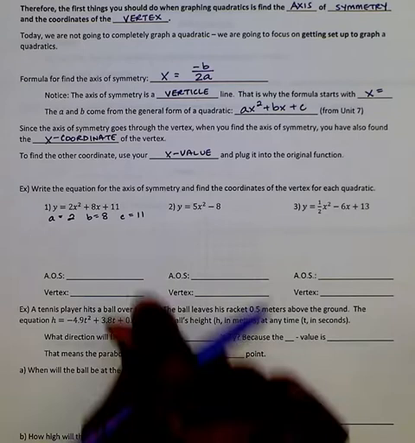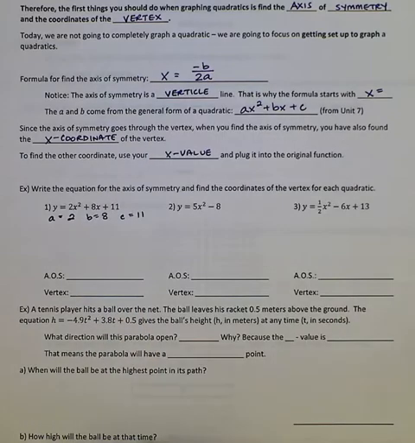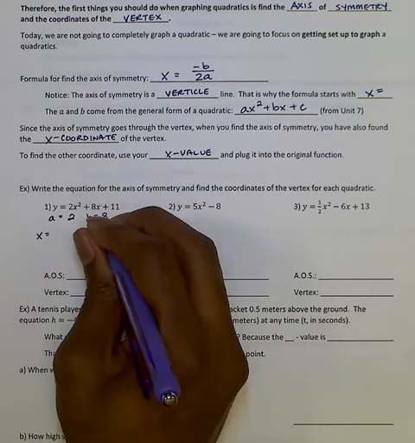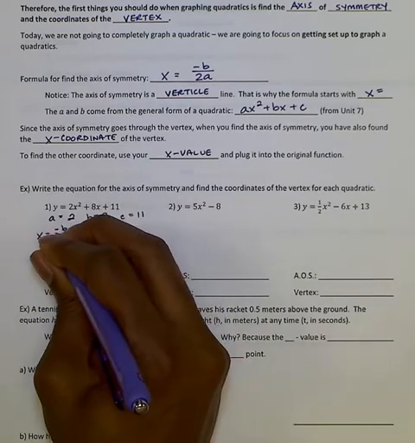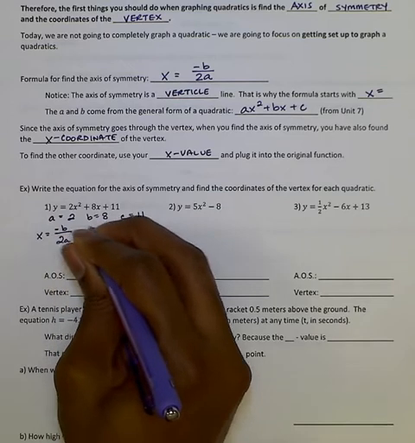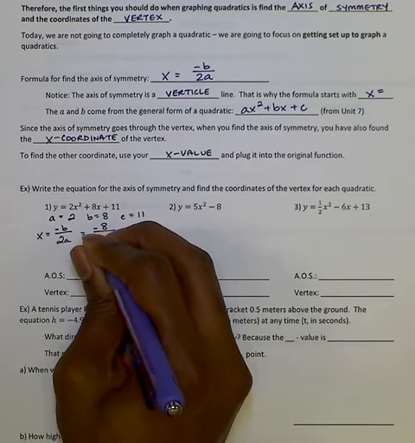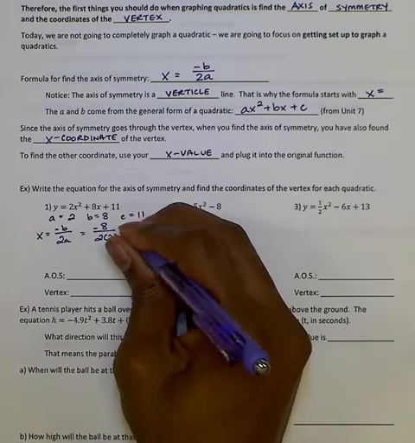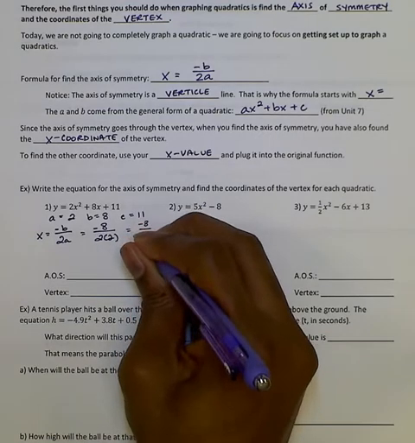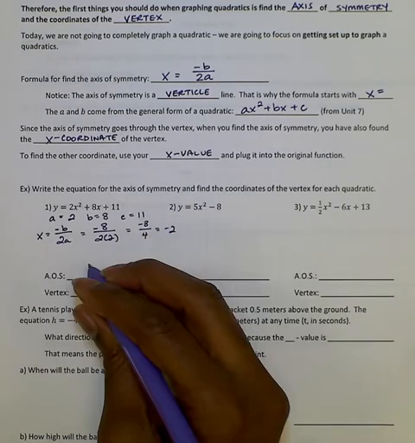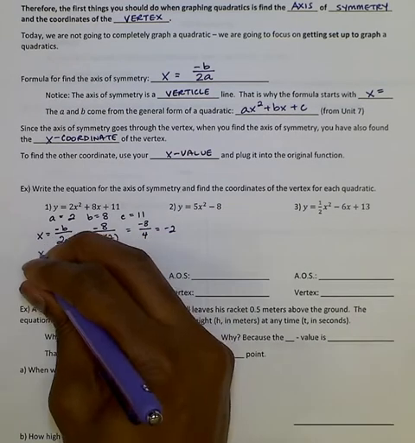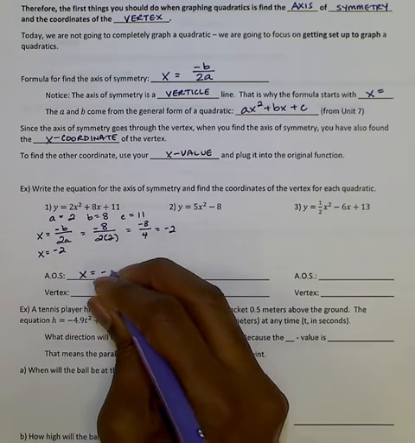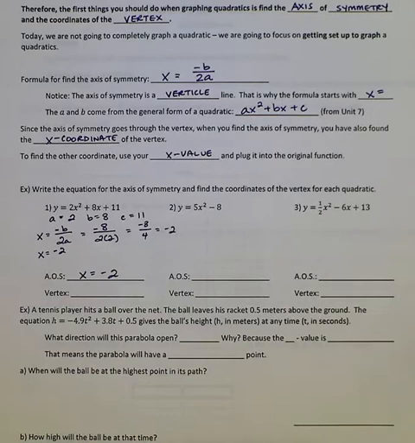So first things first, I want to find my axis of symmetry. That will be x equals opposite b over 2a, so b is 8. So I'm going to say opposite 8 over 2 times 2. Okay, so that's negative 8 divided by 4, which is negative 2. So my axis of symmetry is x equals negative 2. Remember, x equals for us is not us solving an equation. This is the equation of our vertical line.